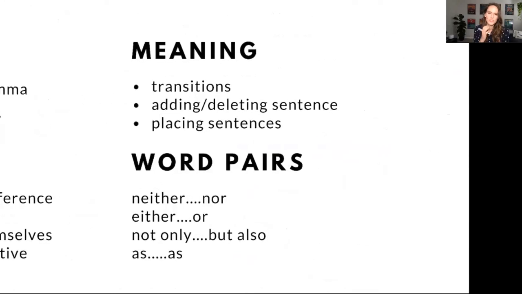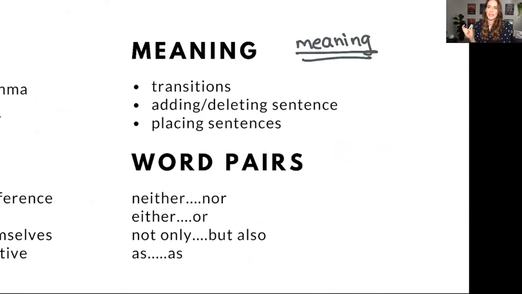The meaning questions I find are the hardest for students. So when you're dealing with, should you use consequently, however, although, furthermore, which sentence transition do you need to pick, adding or deleting sentences, moving sentences around, all of those deal with meaning. So what actually is the author trying to say?